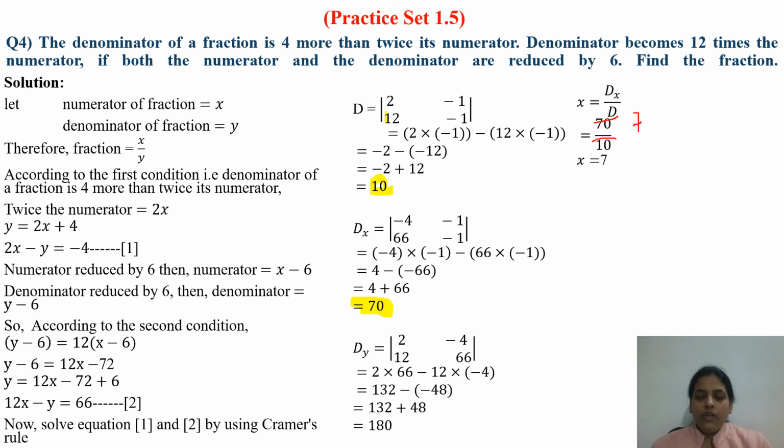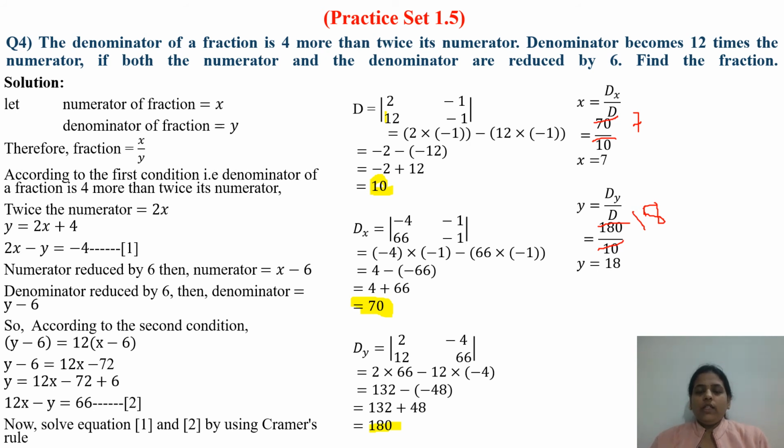Next, you want to calculate here y. What is the formula to calculate y here? That is dy upon d. What is the value of dy here? 180. So 180 upon 10. When we divide 180 by 10, what is your answer? 10 ones are 10 and 10 18s are 180. So what is your answer? That is y is equal to 18.